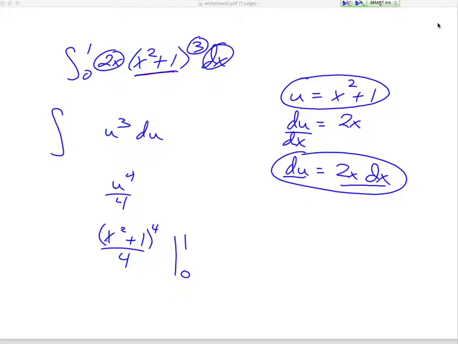I can put limits in here, but I've got to get limits that belong to the variable u. Does anybody know how I can get these limits for u? Plug it into x squared plus 1. Very good. I plug 0 and 1 into the x squared plus 1, and that gives me my limits for u. If I put 0 in here, 0 plus 1 means my lower limit has to be 1. If I put 1 in there, 1 plus 1 means my upper limit has to be 2.